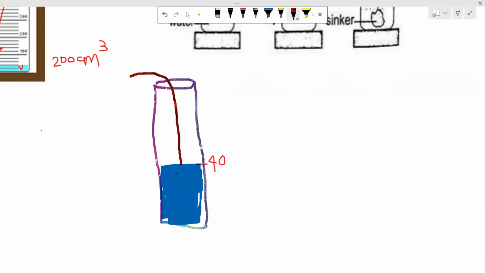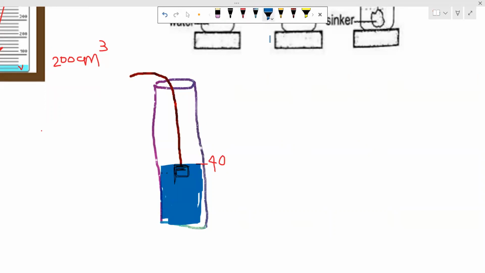I will take a thread and tie one iron object here with the thread and immerse it in water. OK, I will take a thread, and what I will do is put one sinker. What is a sinker? A sinker means the substance that sinks inside water. Sinking means it will go all the way down.